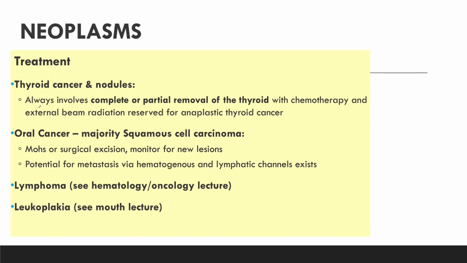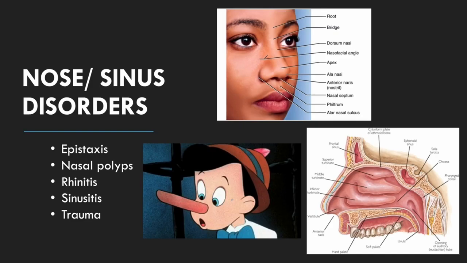Treatment: for thyroid cancer and nodules, removal with thyroidectomy, with chemotherapy, which we're not going to get into. Oral cancers, like we said, squamous cell carcinoma, you've talked about this in derm. You can do Mohs or surgical excision. And of course, we have risk for metastases, so you must evaluate that. Lymphoma, you guys already talked about that. Leukoplakia, we'll talk about that next lecture. And that is all I'm going to cover for cancers. There are a lot of other cancers, but they're not high yield, so we're just going to keep moving along.